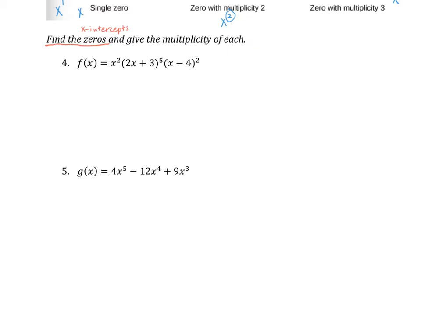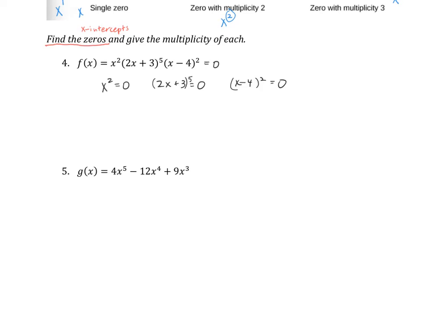The multiplicity is asking what the exponent is on each of the factors. So that being said, let's look at number 4. Notice that number 4 is already completely factored out. So we're going to have zeros, which means find x-intercepts. So we're going to set it equal to 0, and then we're going to solve. Since it's already factored, I can set each factor equal to 0. Let me go ahead and write the 5th here, and then we'll talk about that. Equal to 0 and solve.